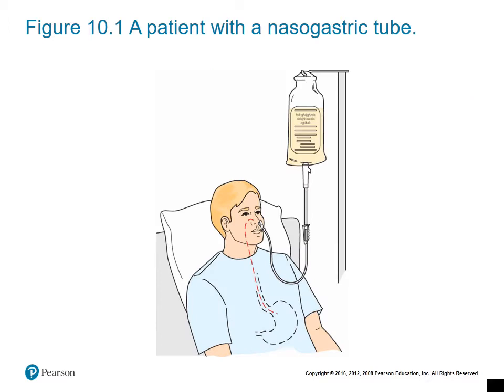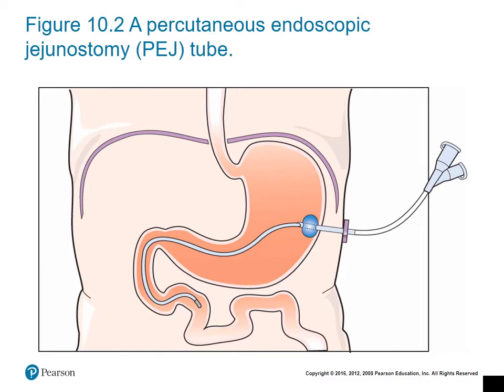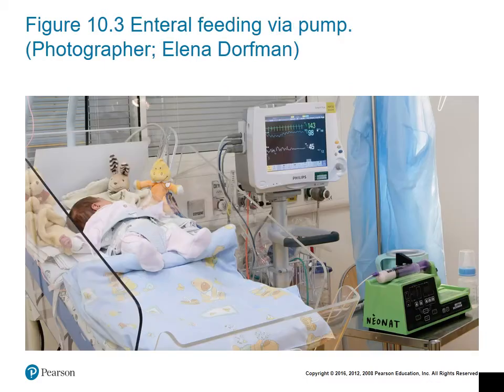Here's an example of a nasogastric tube. This is an example of a percutaneous endoscopic jejunostomy tube, or PEJ tube. As you can see in the picture, it's actually sutured to the body. This is more for long-term situations. This is an image of a feeding pump. You can see it down here at the bottom right corner.